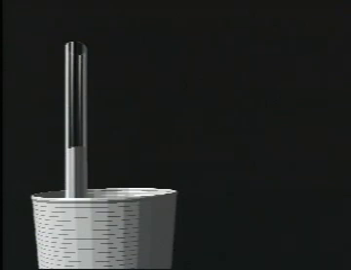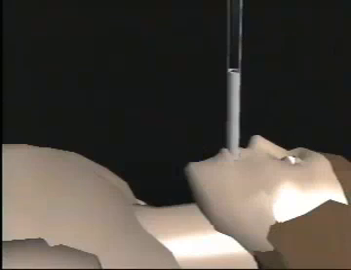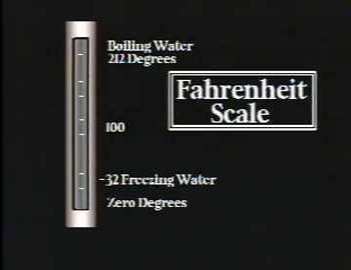He placed a glass tube filled with mercury in such a mixture, and when the mercury stopped dropping, he marked the spot and labeled it 0. It is thought that to get his other reference point, he put the thermometer in an assistant's mouth and marked that spot 100. He then divided the distance between these 2 spots into 100 equal markings. Each mark was a degree. On this scale, water freezes at 32 degrees and water boils at 212 degrees.